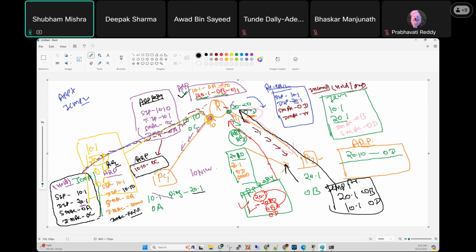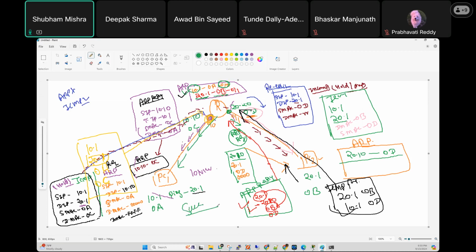But how? The router will check the destination IP address. What is the destination IP address here? 10.1. The router will check which interface 10.1 is connected with. Then the router will find 10.1 is connected with 0/0/0. It will forward this ICMP reply packet through 0/0/0, and the communication will succeed.